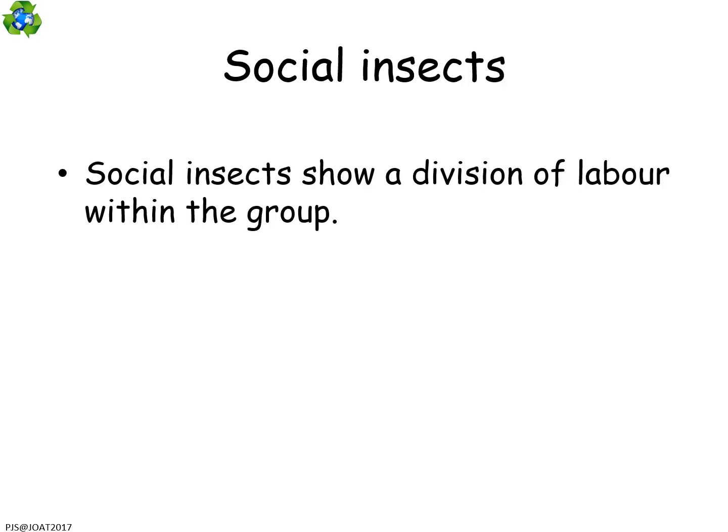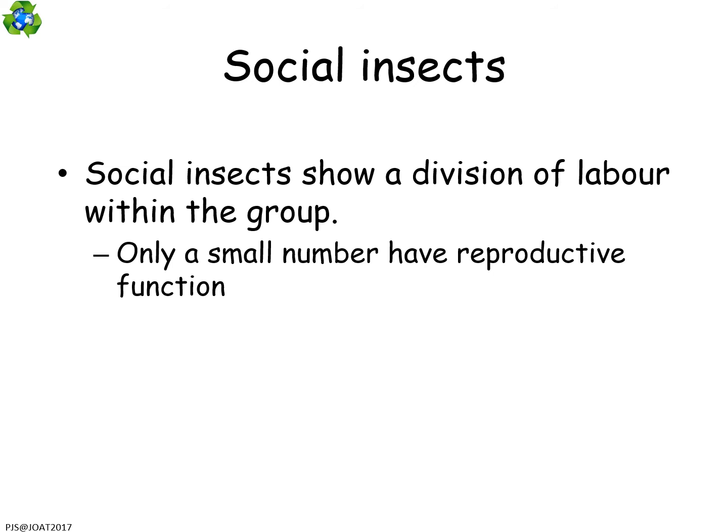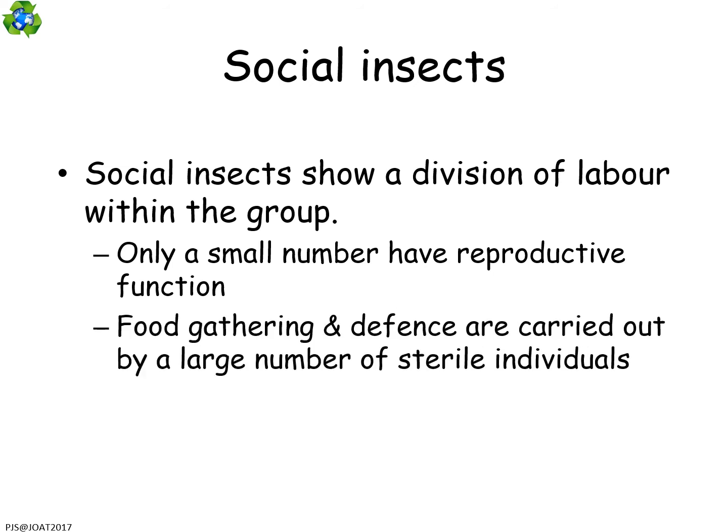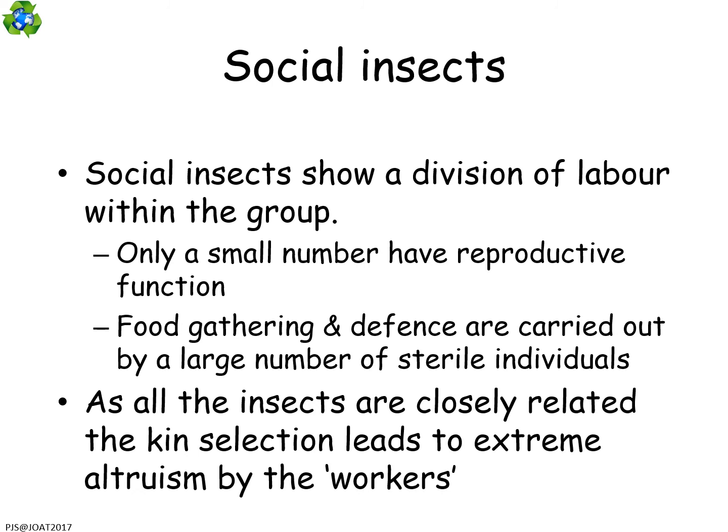So social insects show a division of labour within their large group, and these are really quite interesting how they set these up. Only a small number have a reproductive function, and then there's a vast number which are sterile and therefore cannot directly pass on their DNA. So for those sterile individuals, the reason that they work the way they work is to give the potential for passing on their shared genetic heritage. So this extreme altruism by the workers is actually kin selection for their DNA.